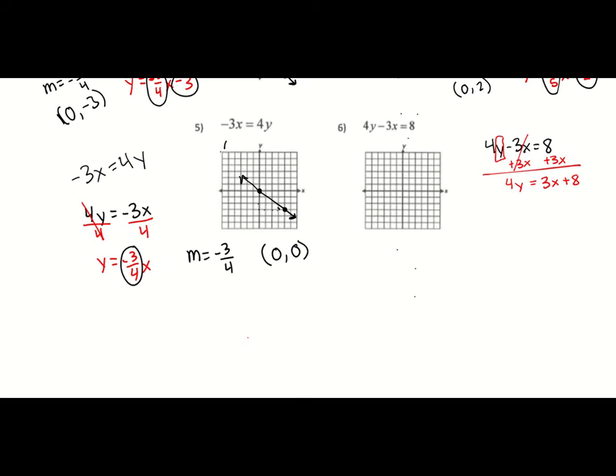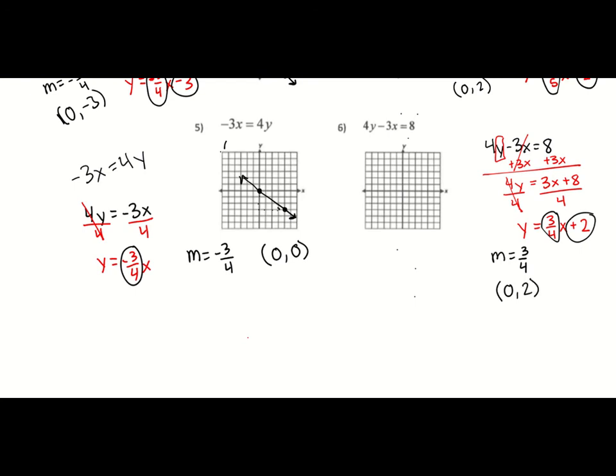I have 4 times y on this side, so I'm going to divide by 4 on both sides. 4 divided by 4 is 1y. 3 divided by 4 is 3/4 x, and 8 divided by 4 is 2. Now I can find my slope, which is 3/4, and my y-intercept is (0, +2).